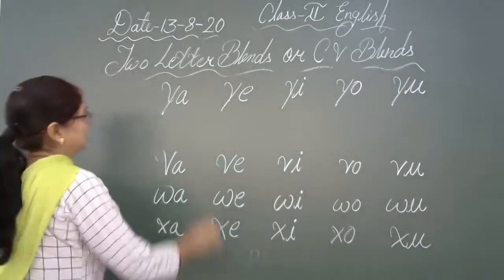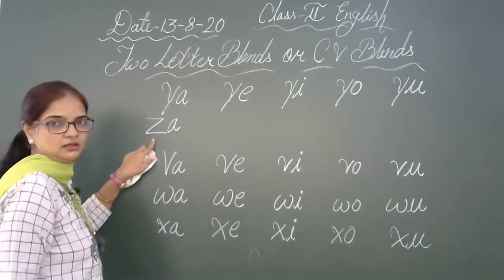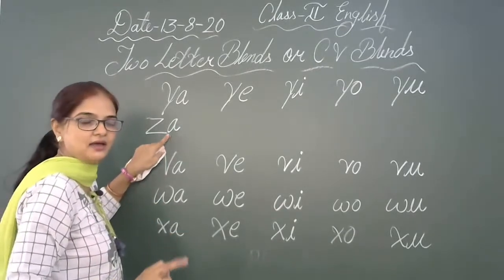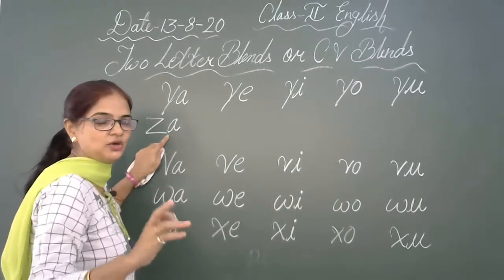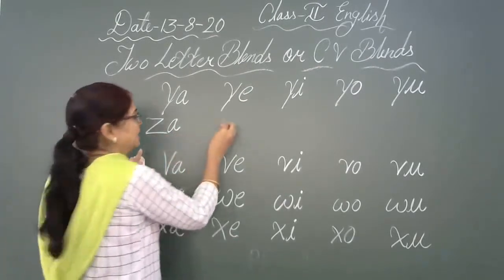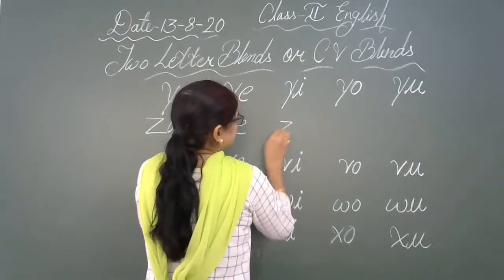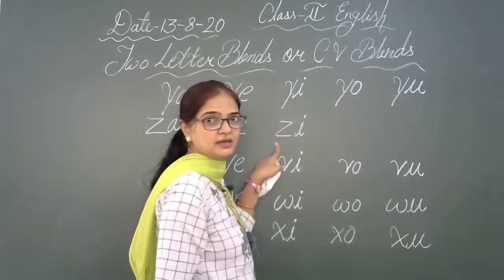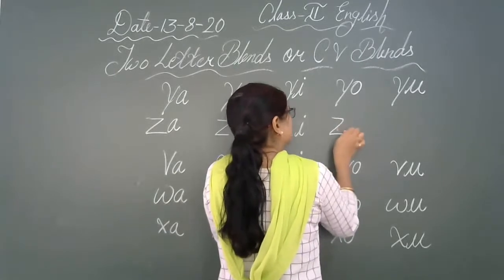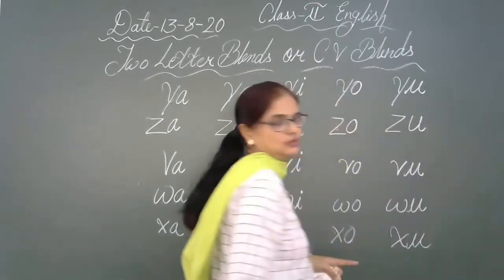Okay, the last one is Z. The sound of Z is Z. Z, A: Za. You have a classmate, Zad. How to write his name? Z, E: Ze. Z, O: Zo.